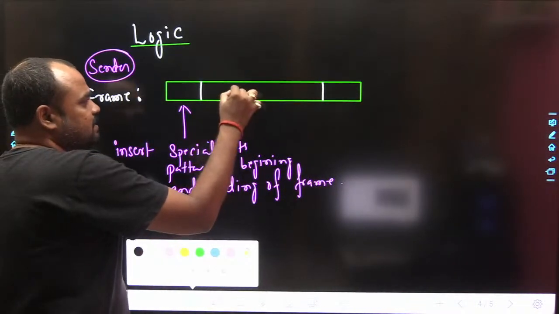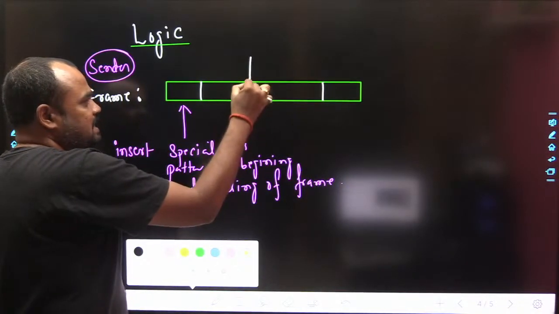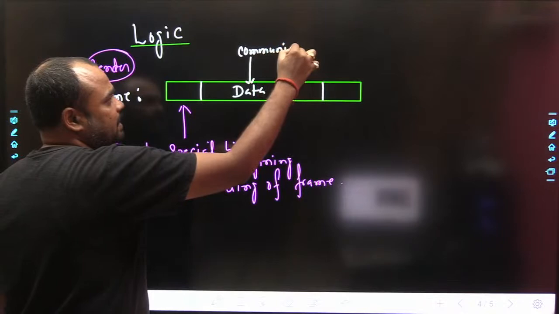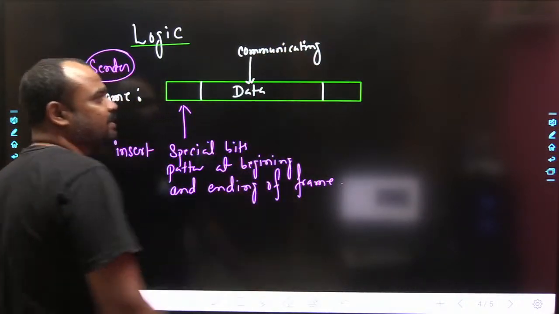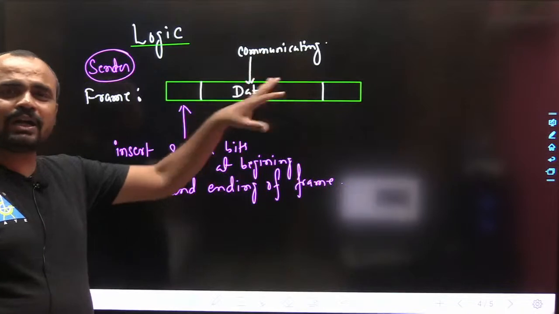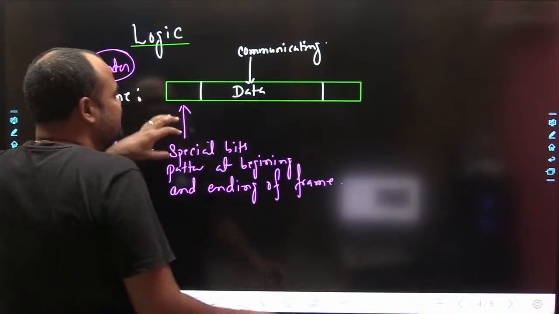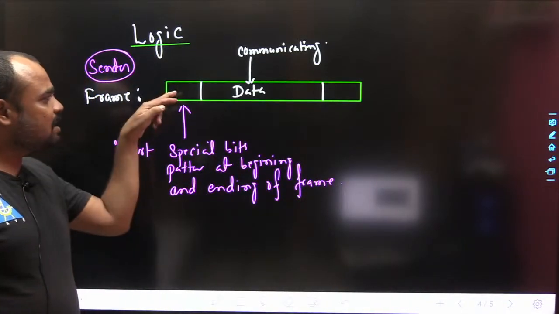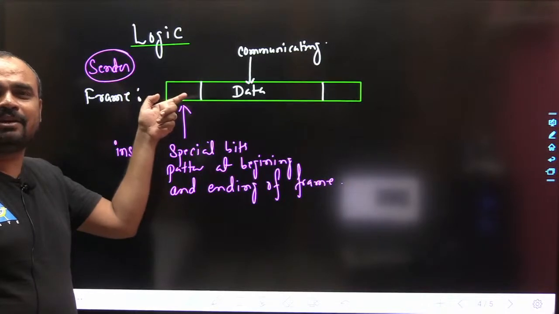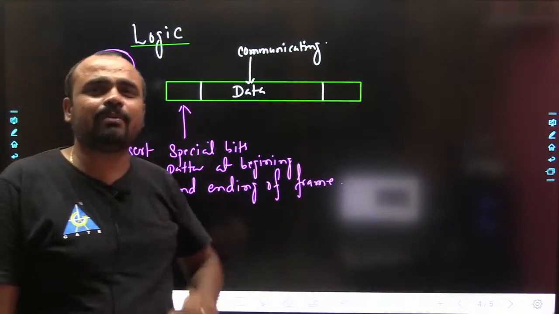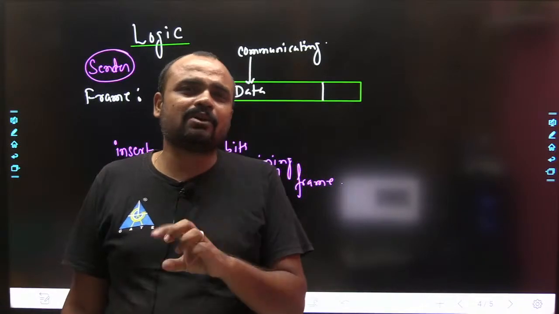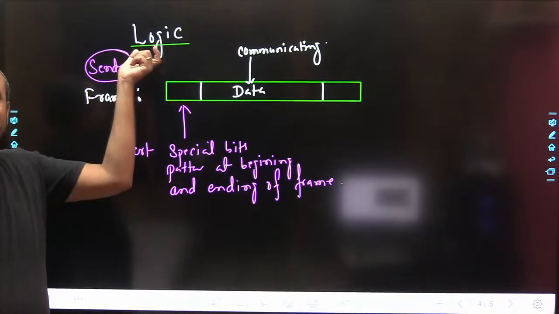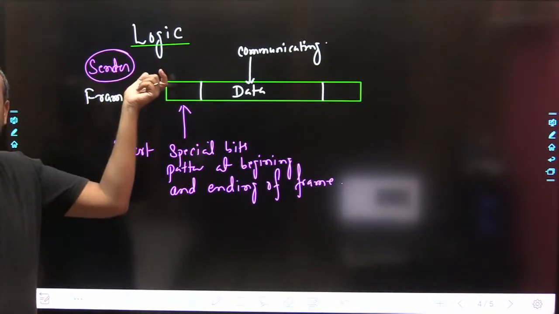This in the middle is nothing but data. Whenever we say data, it means the communicating data, through which you wish to communicate. Okay, now we are implementing a special bit pattern at the beginning and ending of the frame. Of course, these are unwanted bits we are introducing. These bits are not a part of the communicating bits. This has come due to this logic. Are you getting my point or not?